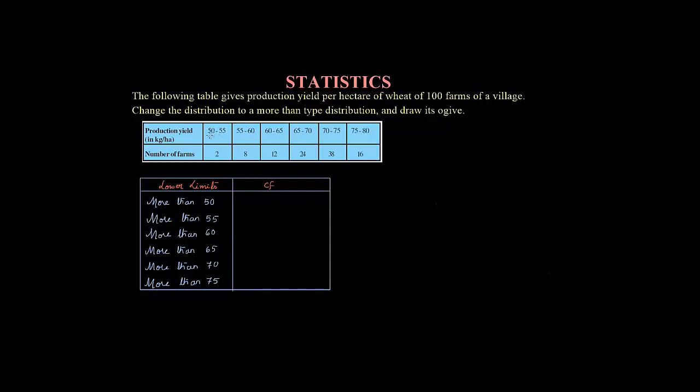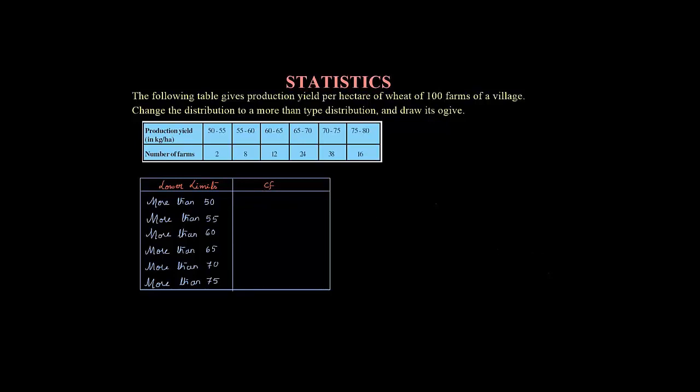What is the lower limit here? It is 50, right? Then write more than, find the lower limit out of the second class interval, that is 55. Like that, find the lower limit for all these values and write it here. So you are going to get the lower limits and that you are going to plot on the x-axis, not on the y-axis. On the y-axis, we are going to plot cumulative frequency.